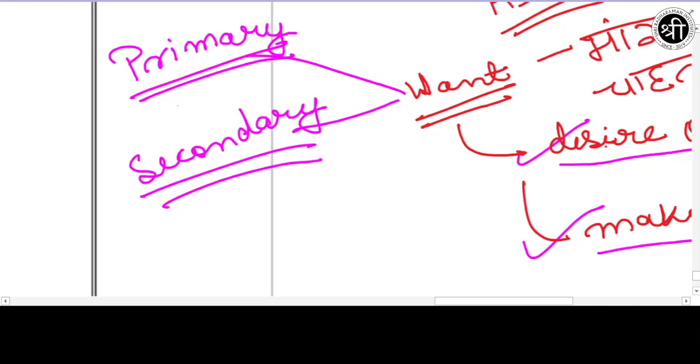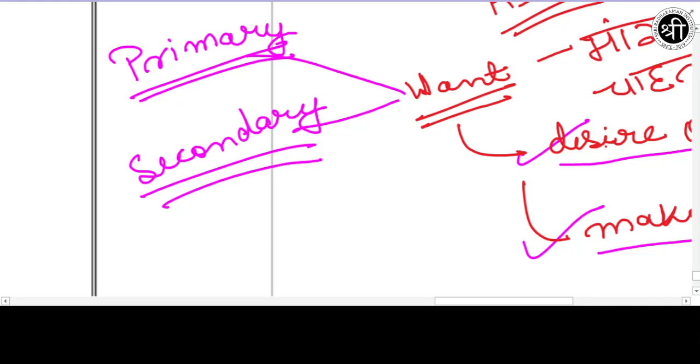Okay, and after this comes the secondary want. Now what does the word secondary want mean? These are not that important, although they have a role to play, but they are not as important as the primary want. The primary want means you must have it, but the secondary want means that after the primary wants are satisfied, you might go to the secondary wants.